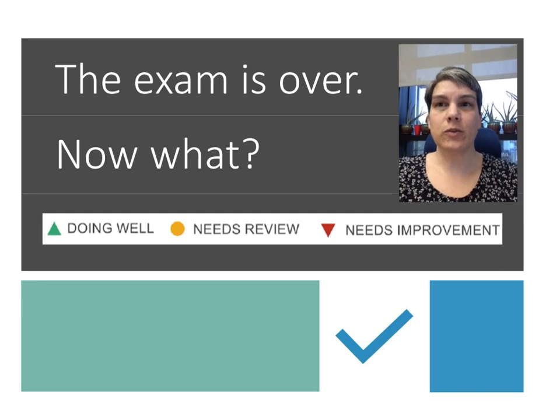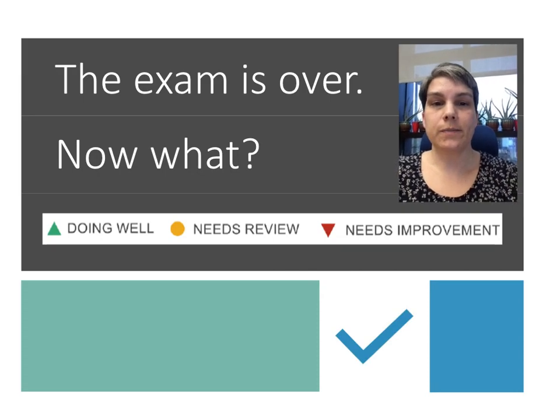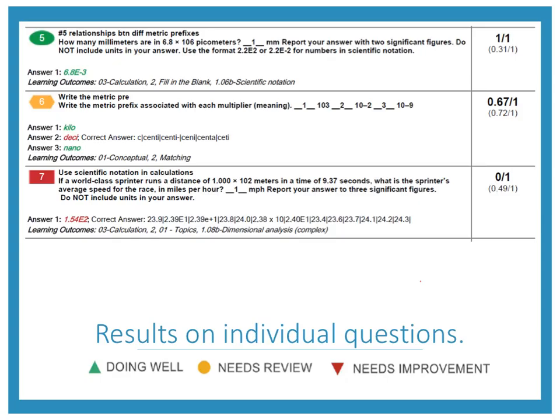Once the Director of General Chemistry has released the full exam results on the ExamSoft website, we can also look at where we're doing well, where we need a little review, and where we need significant improvement. Let's look first at how to interpret the results from your individual exam questions. Let's look first at question number 5.